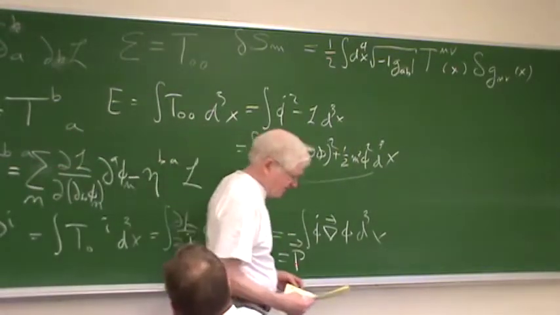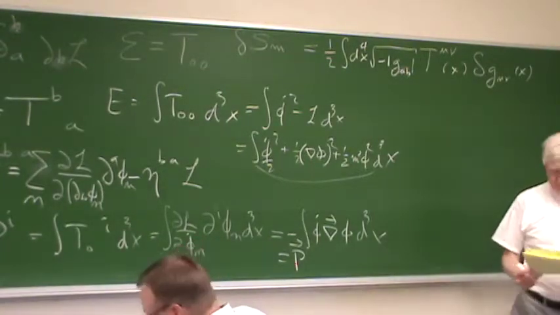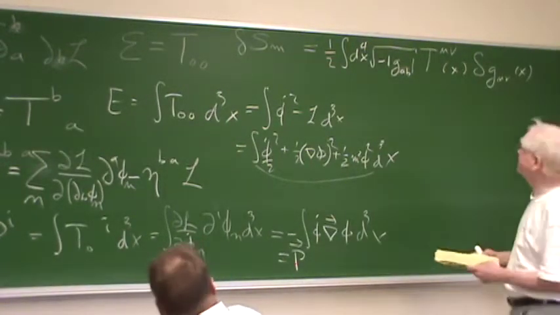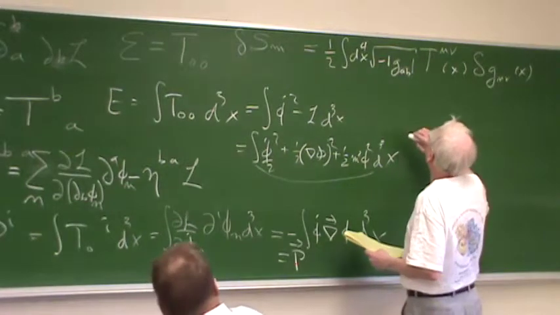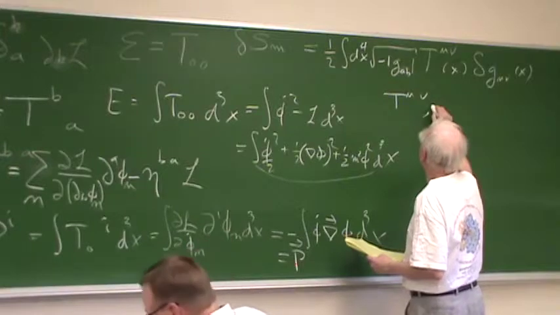Okay, although the conservation law is a little more complicated in GR, you would say something like the covariant derivative, so T^{mu nu} semicolon mu.